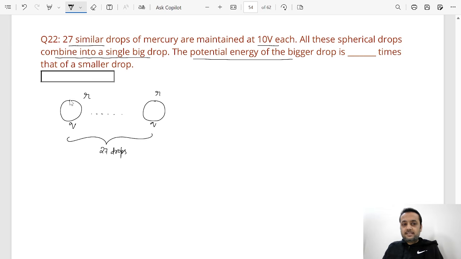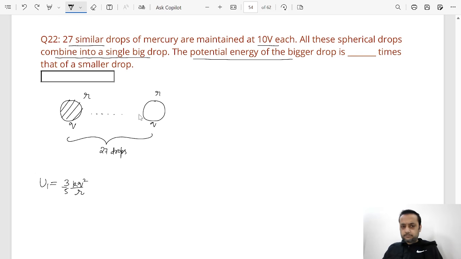Now look, if I ask you the energy of one drop, remember, here that means the self energy. If you remember, the self energy of a solid sphere is 3 by 5 kq square by r. This is the formula of self energy. It is nothing but the potential energy only, but since it is for the sphere itself, it is called self energy. So this is the self energy of this one drop.